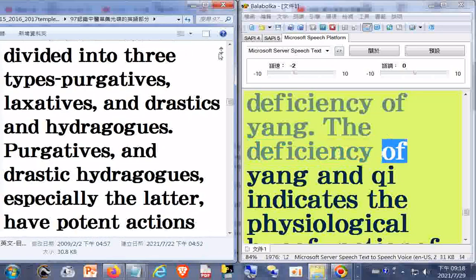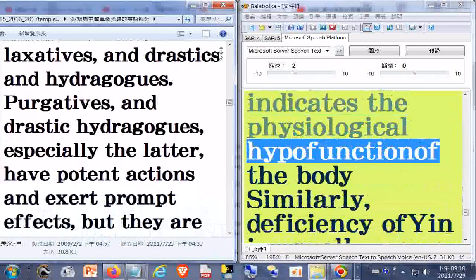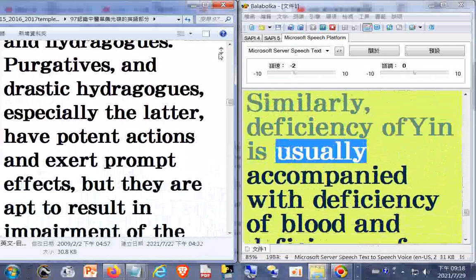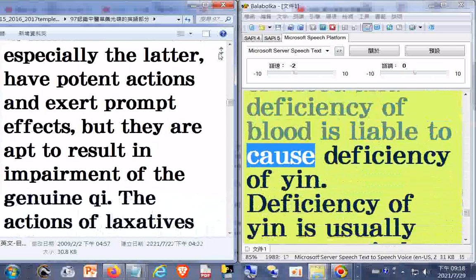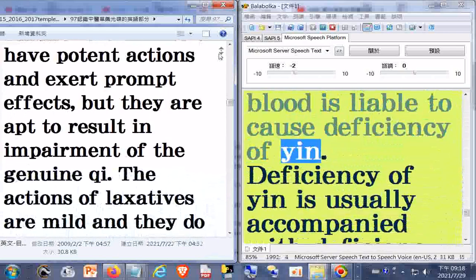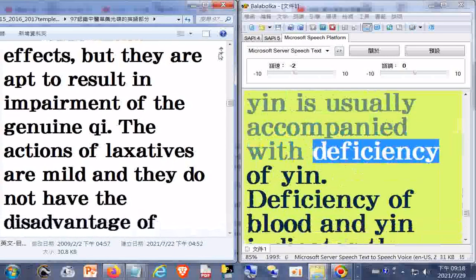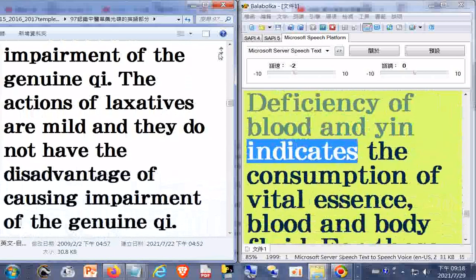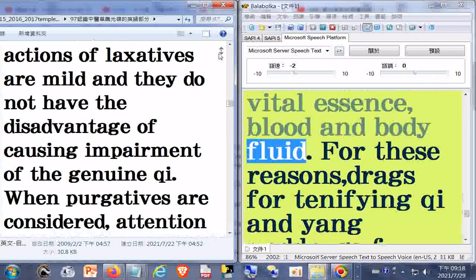The deficiency of yang and qi indicates the physiological hypofunction of the body. Similarly, deficiency of yin is usually accompanied with deficiency of blood, and deficiency of blood is liable to cause deficiency of yin. Deficiency of blood and yin indicates the consumption of vital essence, blood, and body fluid.